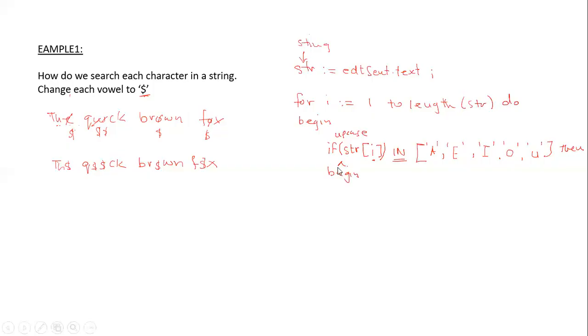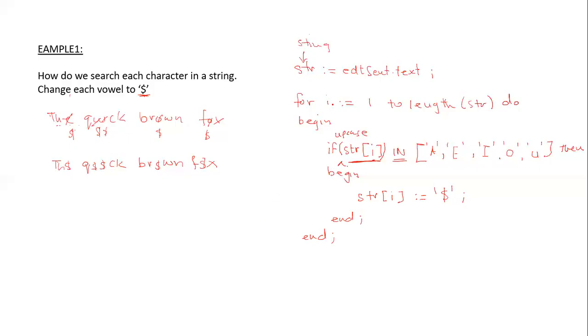So if it is, what do you want to do to it? Well, the question wants us to change that vowel into a dollar. So the vowel is found at position I in str. So we will say that str[I], where we found the vowel, should be replaced with a dollar. End, end. So this is a loop.